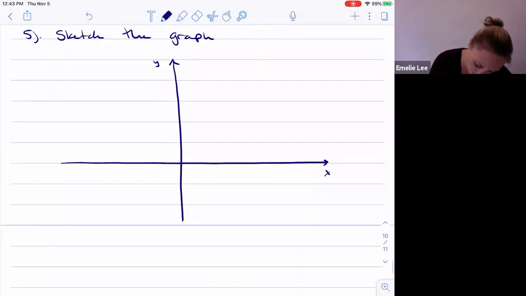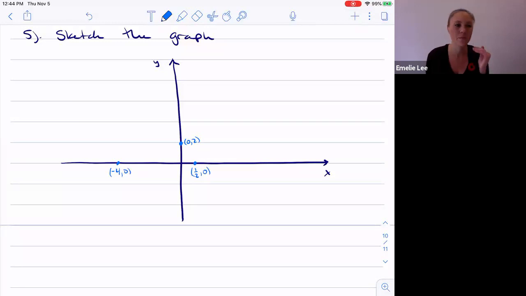So I'll start with my intercepts. Let's say this is at 1/2. And let's say this is at -4-ish. I'm just drawing a sketch, so you might be able to spend more time on it, but let's say this is at 2. So 0, 2, and 1/2, 0, -4, 0. Let's do it properly. Right, our 2 x-intercepts, our y-intercept. All right.